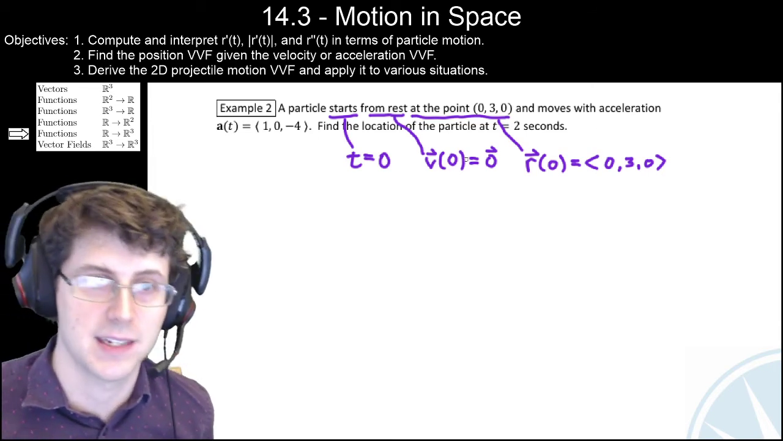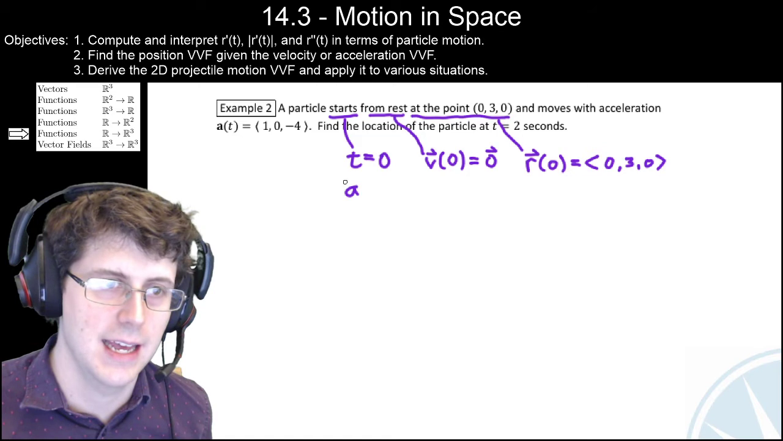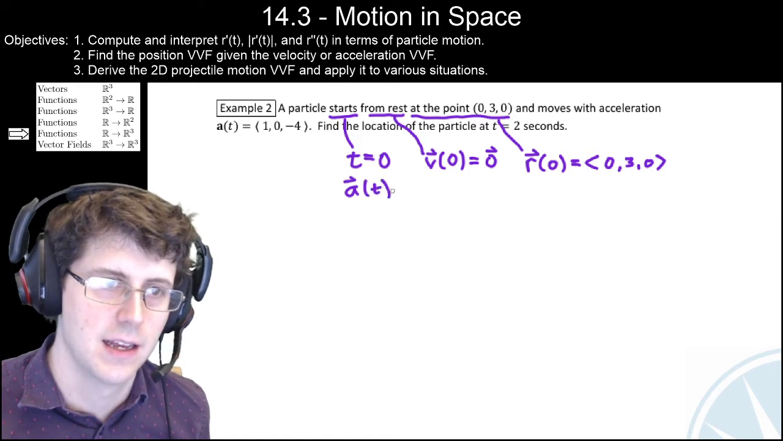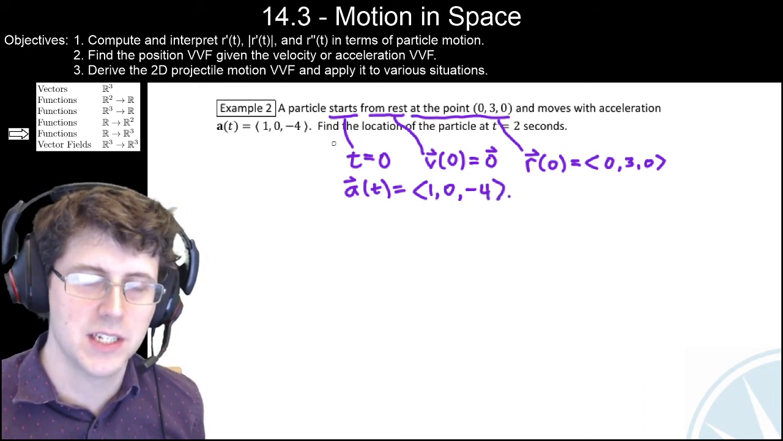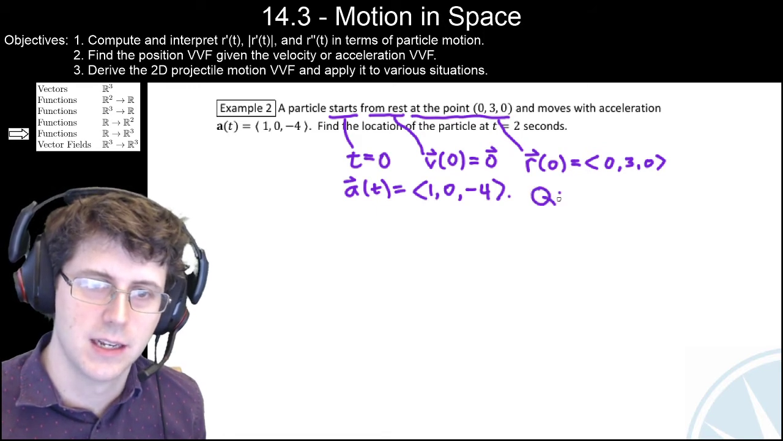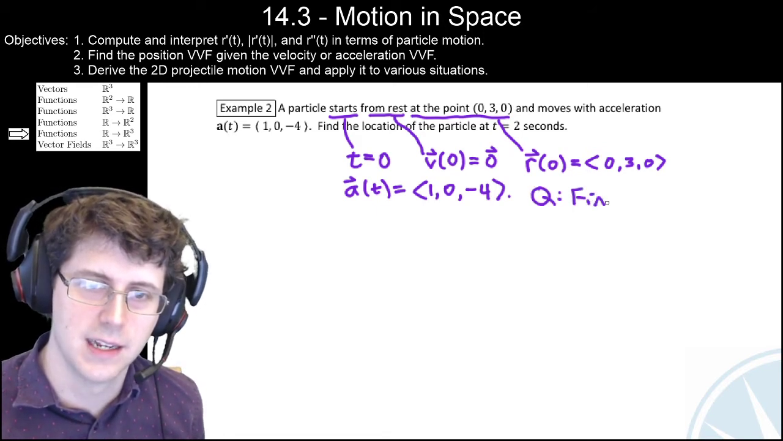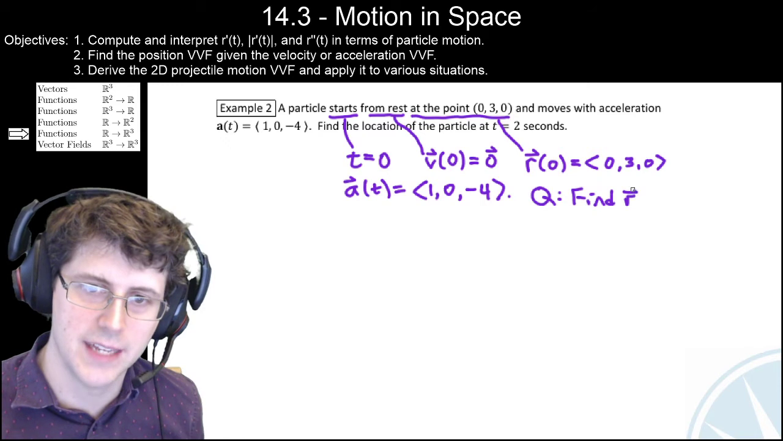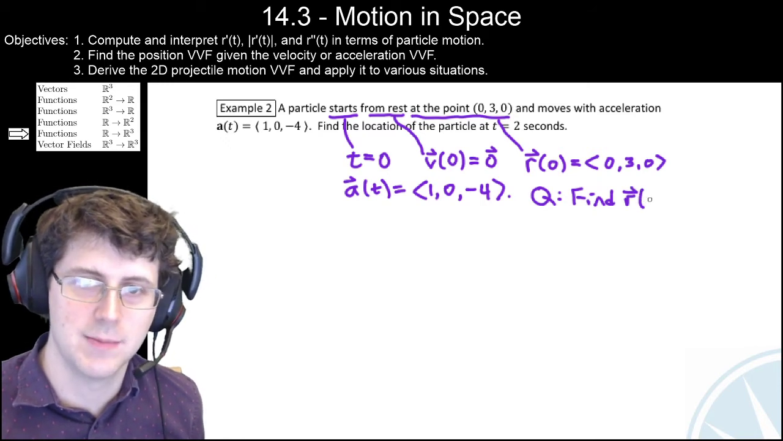Okay, it moves with acceleration a of t is 1, 0, minus 4. Then the question says, find the location at time 2. So the question is, find the location, that's the value of the function, at time 2.